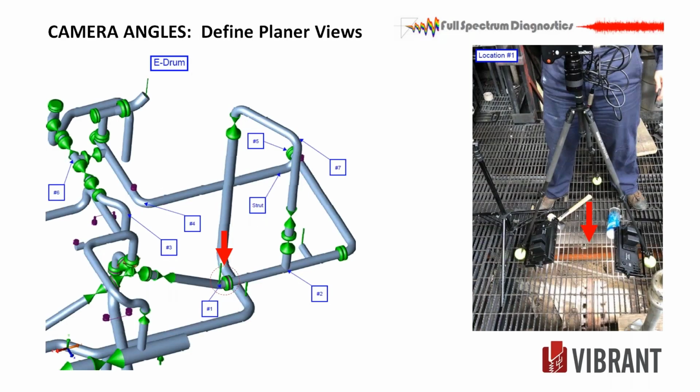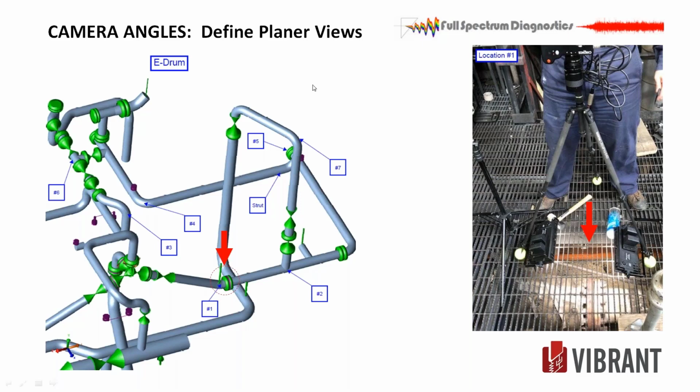This is the piping layout and looks a little complicated. There's a lot of different processes going on. It says E-drum at the top. There's a big drum and these piping lines come out of that. These are the locations, 1 through 9, I think, 1 through 7 on this one, that we're looking for, not cracks or anything like that, but we're looking for the displacements and so forth that we can calibrate the model.